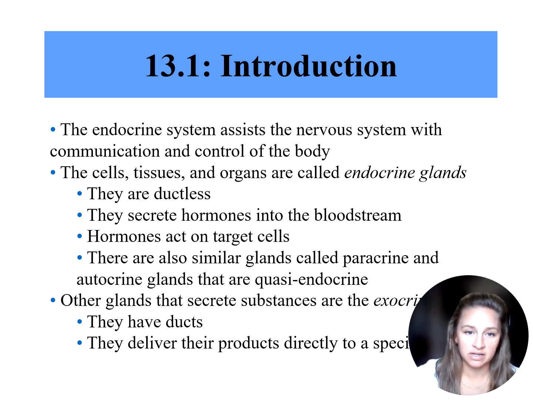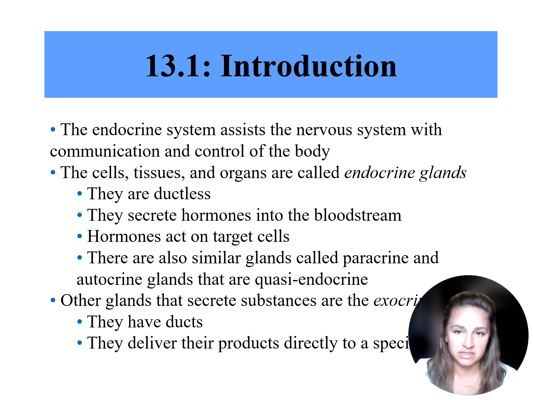So an endocrine gland is ductless, meaning it secretes hormones, which are cellular messengers, into the bloodstream, compared to an exocrine gland, which has a duct, and it delivers its product directly to a specific location. So we'll be talking mostly about endocrine glands and the hormones that they release, and then the results of those hormones as they are causing cellular changes in different parts of our body.